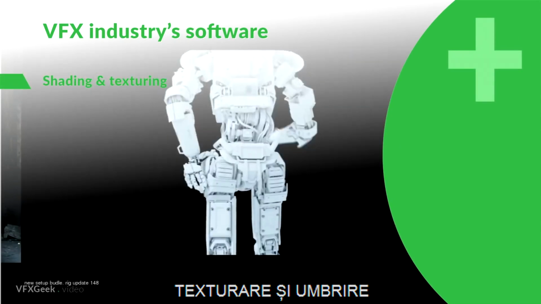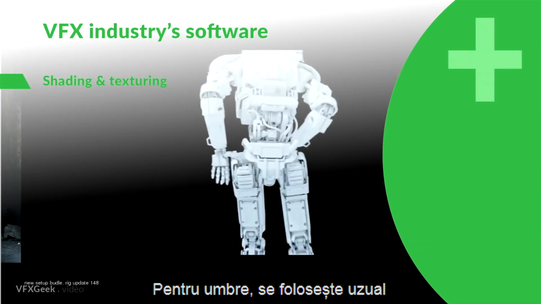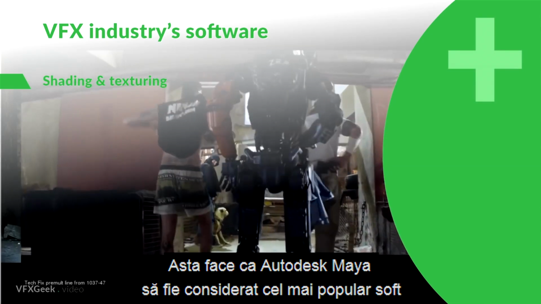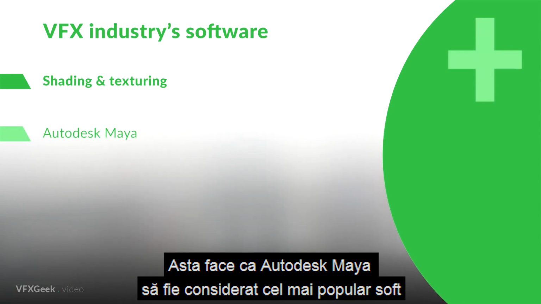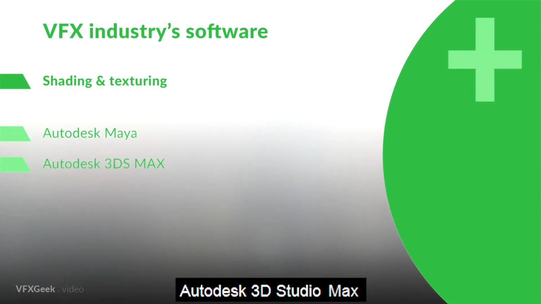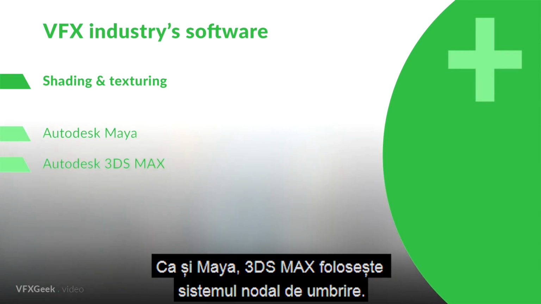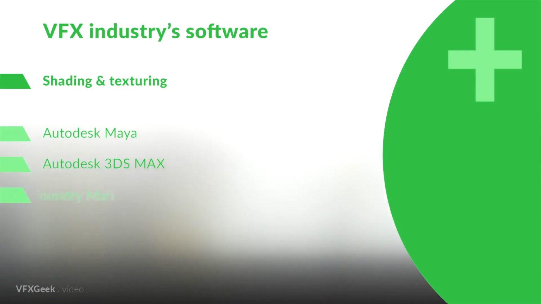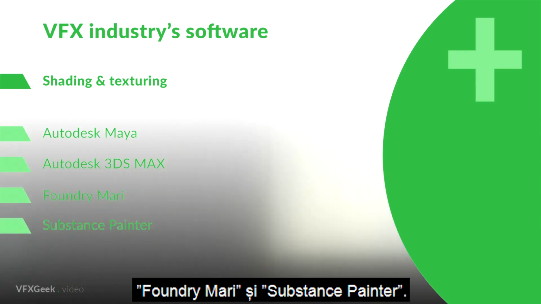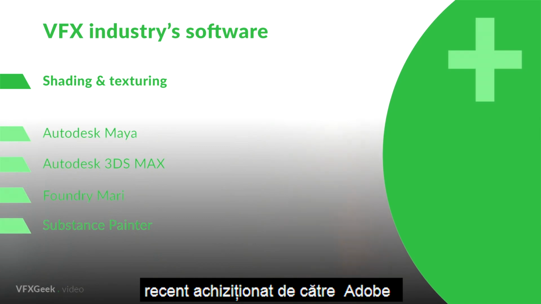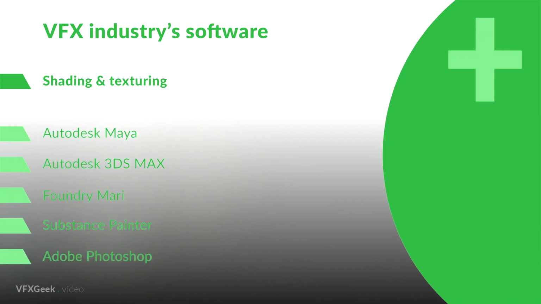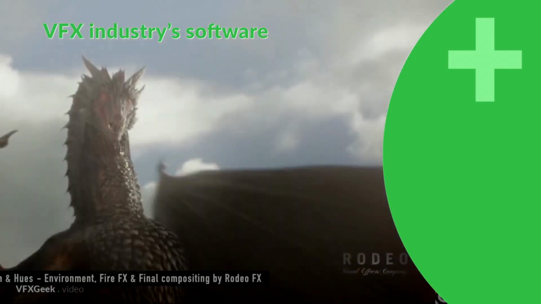Texturing and shading. For shading, usually the same software is being used as for modeling. That means Autodesk Maya as the most popular one, Autodesk 3D Studio Max, both featuring a node-based shading system. Additionally, textures are being created with Foundry Mari, Substance Painter, recently acquired by Adobe, and of course Adobe Photoshop.